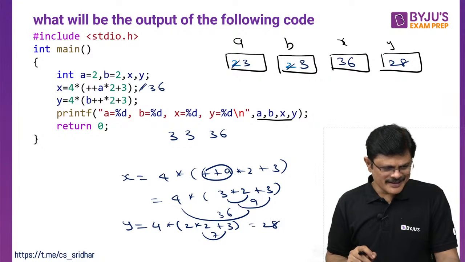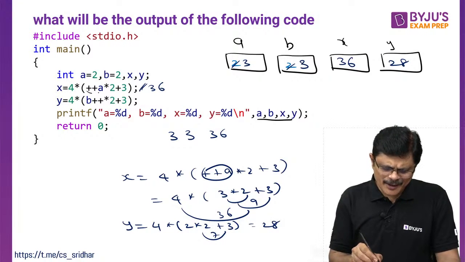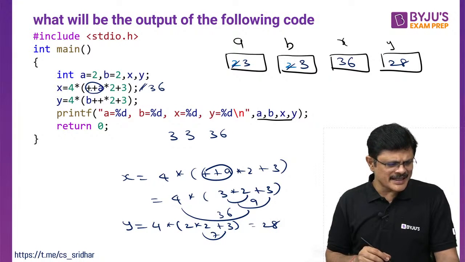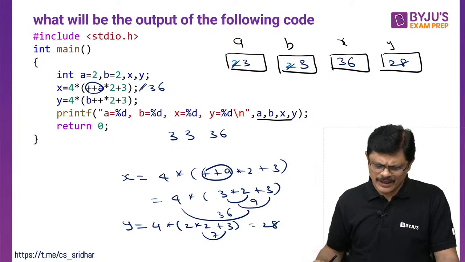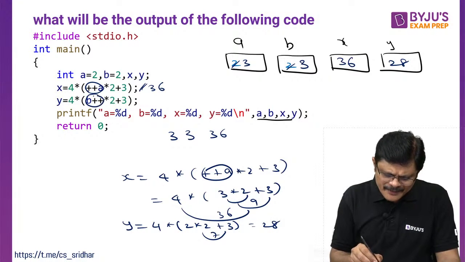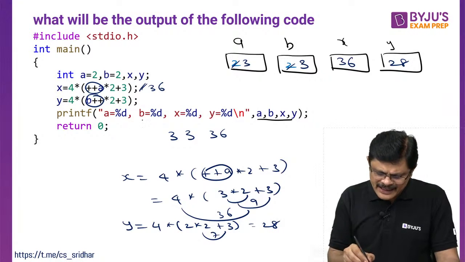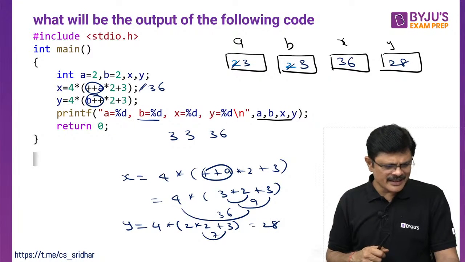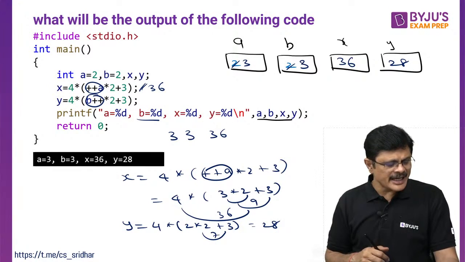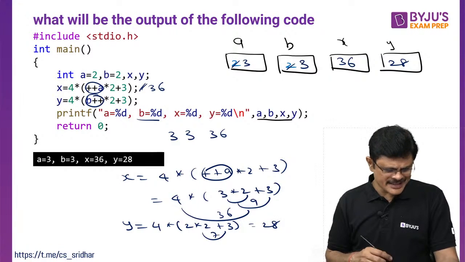So let us see this. A2, na. A also incremented now. Both are incremented now. Why do they stay the same? Nandini changed her answer. B2, but why did you increment, sir? B was originally 2. After this, in the next line, it will get changed, na. A3, B3, X is 36 and Y is 28, sir.